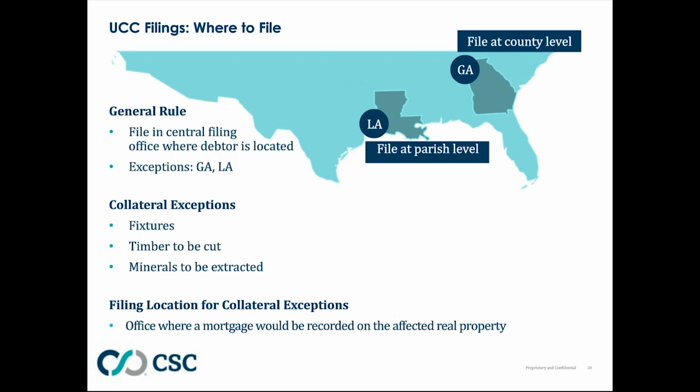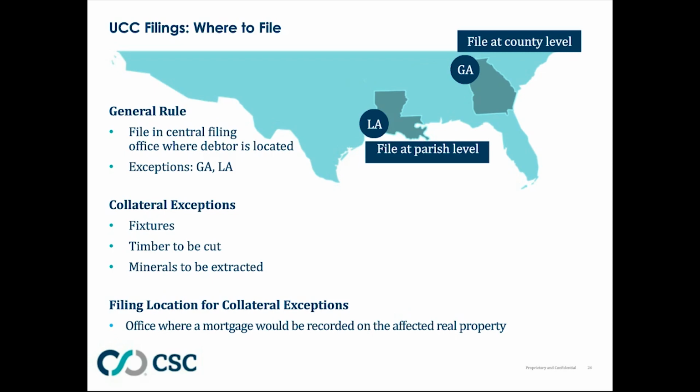But also we have collateral exceptions. There are different types of filings with the collateral exceptions. Fixtures, for example, timber to be cut, minerals mined from the ground. And then the filing location for collateral exceptions would be the office where a mortgage would be recorded on the affected real property.